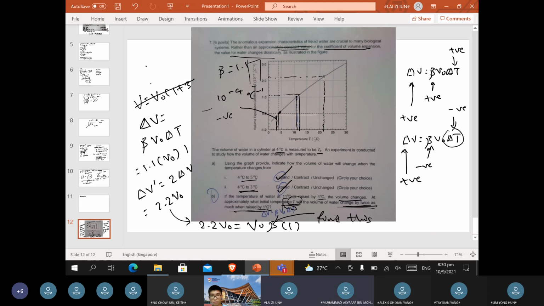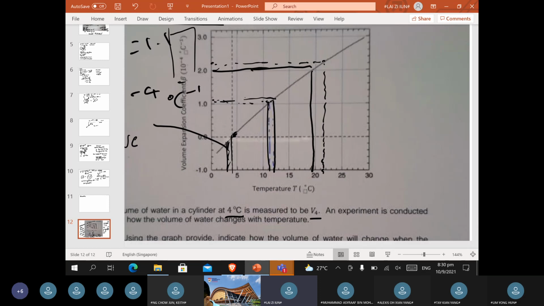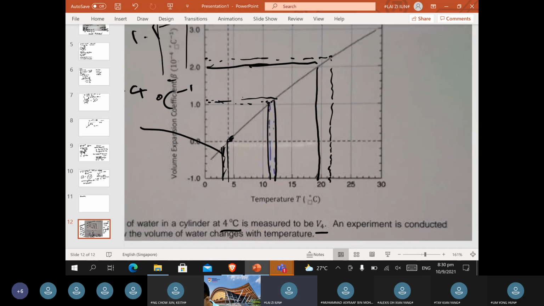The answer is 19 degrees. 19. Yeah. Wow. Why is it 19? Okay, I got a feeling it's 19 because the difference in... Okay, let's see.